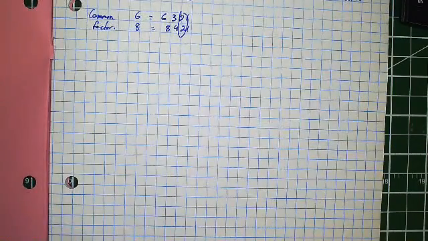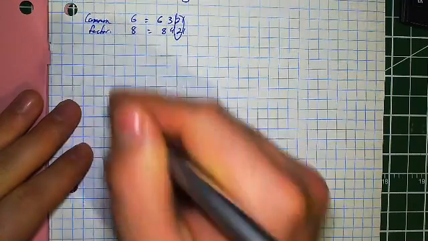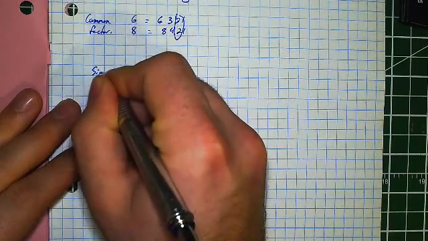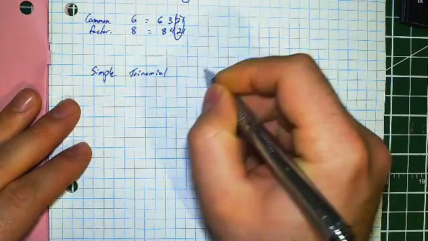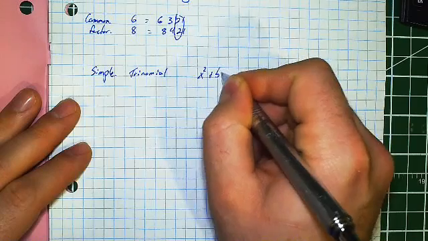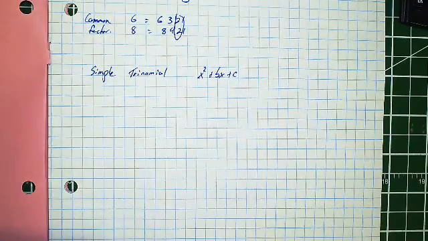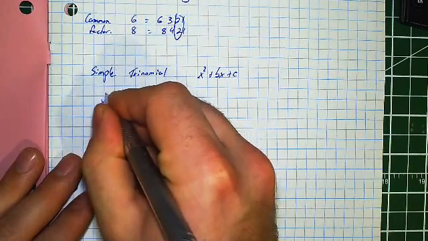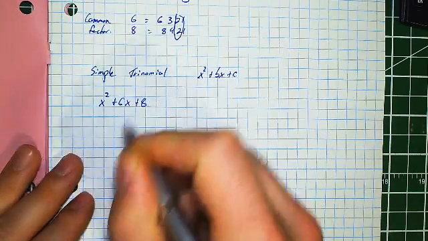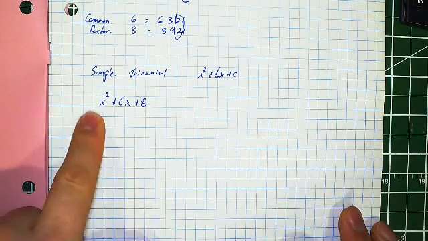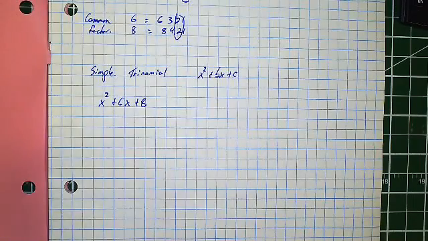We care about two types of factoring: simple trinomials and what's called complex trinomials. A simple trinomial is where you have x squared plus bx plus c. Basically, there's no term in front of your x squared term. So if we have something like x squared plus 6x plus 8, this is considered a simple trinomial because we don't have anything in front of our x squared. We have no coefficient.